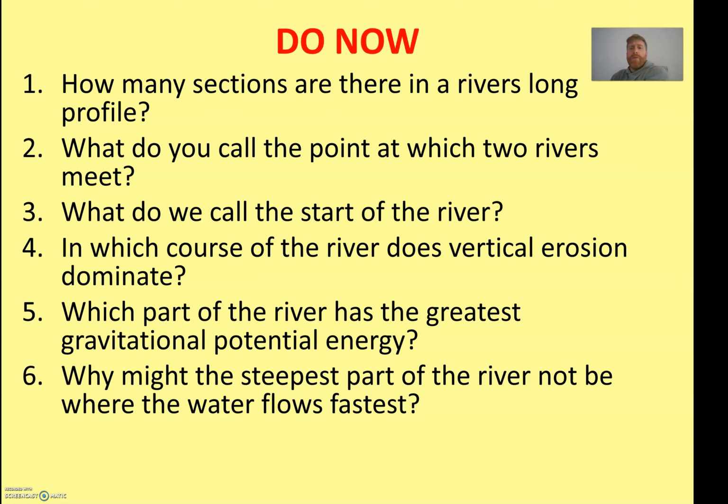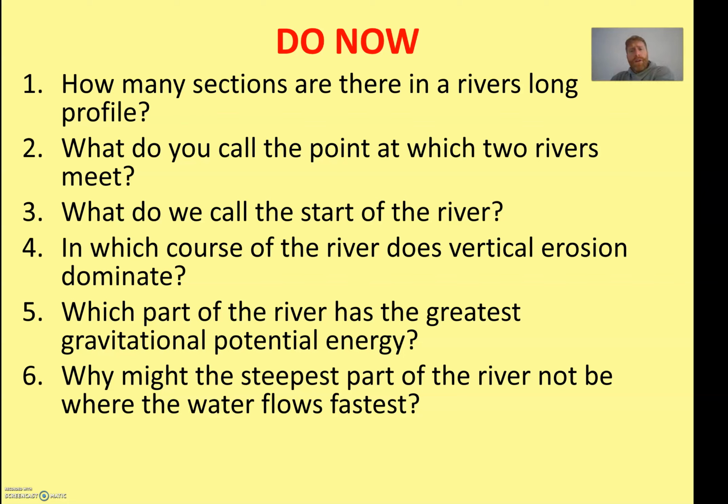I've probably already given away the answer to question 5 in my last explanation. Which part of the river has the greatest gravitational potential energy? The upper course, because it's very steep, there's a lot of height there, so it's got a lot of potential energy, and that's due to gravity.